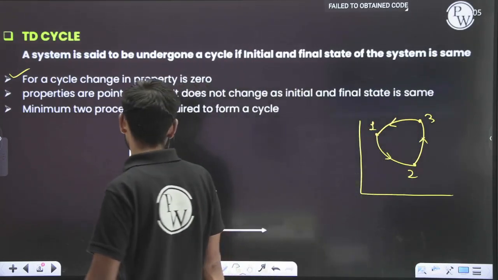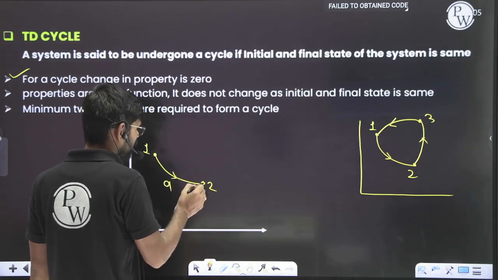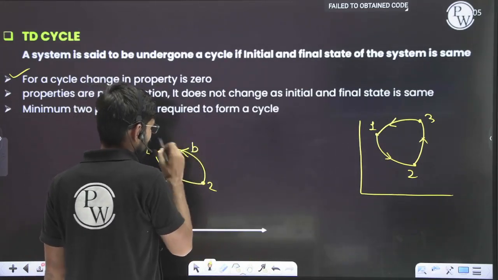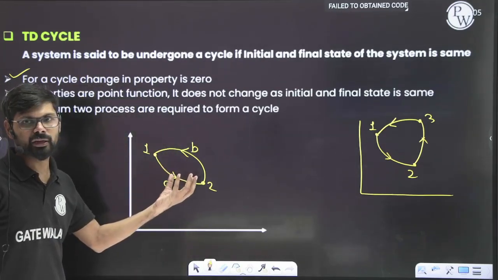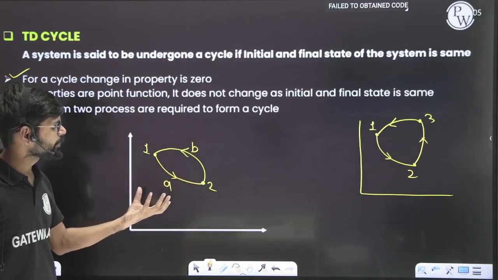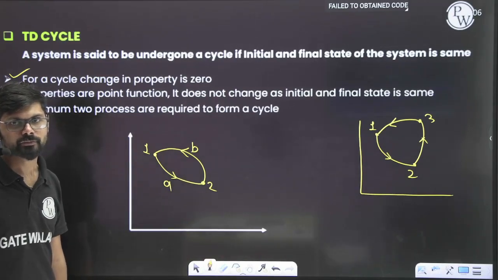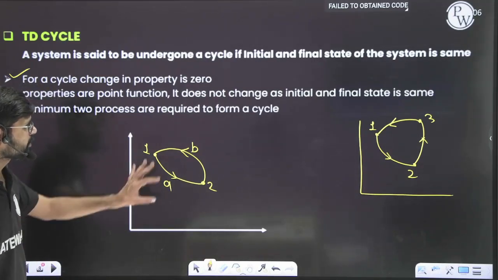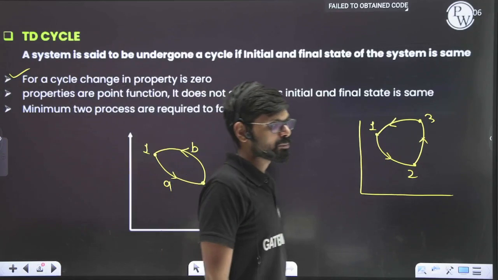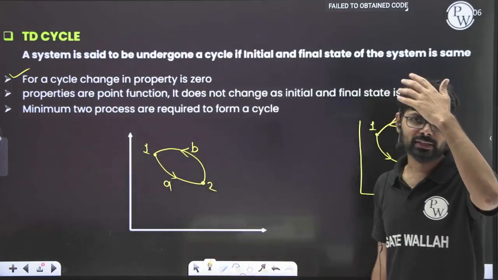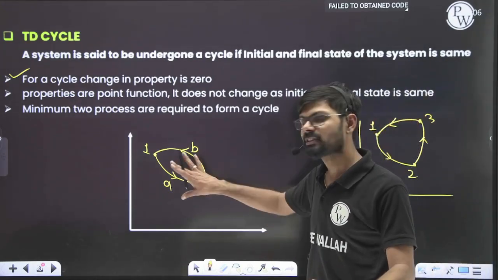So practically, minimum two processes are required. Now this is considered to be a cycle, and it is enclosing some area also. At the same time, two different processes are there. Is it clear to everyone? So the minimum number of processes required to form a cycle is 2. I'm not saying that it is a practical cycle.